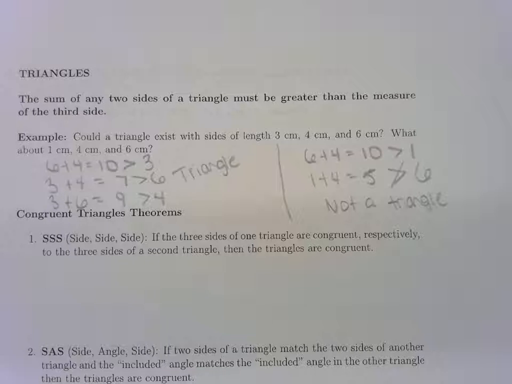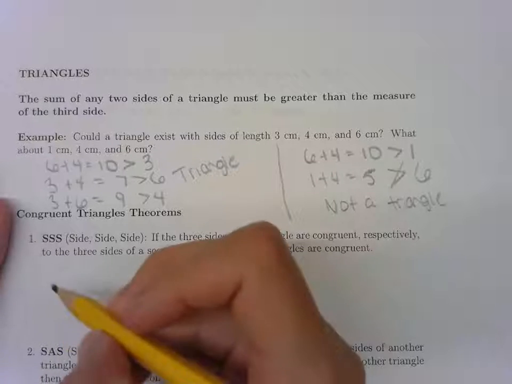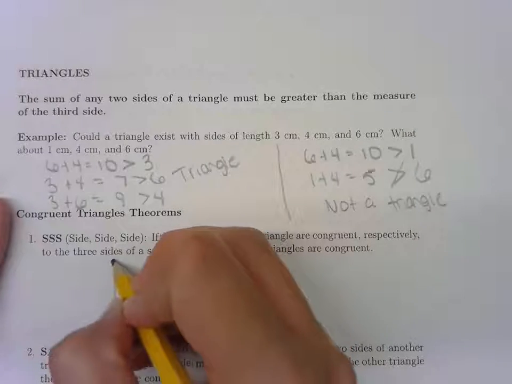Okay, so these are theorems that give you exactly the same triangles without actually checking all the angles and all the sides. The first one is side, side, side. It says if 3 sides of one triangle are congruent, respectively, to 3 sides of a second triangle, then the triangles are congruent. So this says if every single side of a triangle is the same as another triangle, then you have congruent triangles, which makes sense.